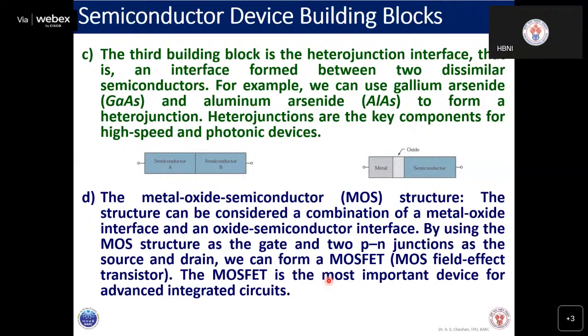So if someone asks you what are the important building blocks for making semiconductor devices, these are the four. Other than the connections, you will find only these. Somewhere or other, there are different combinations, series, parallel, or different kinds of permutations and combinations of these four building blocks.